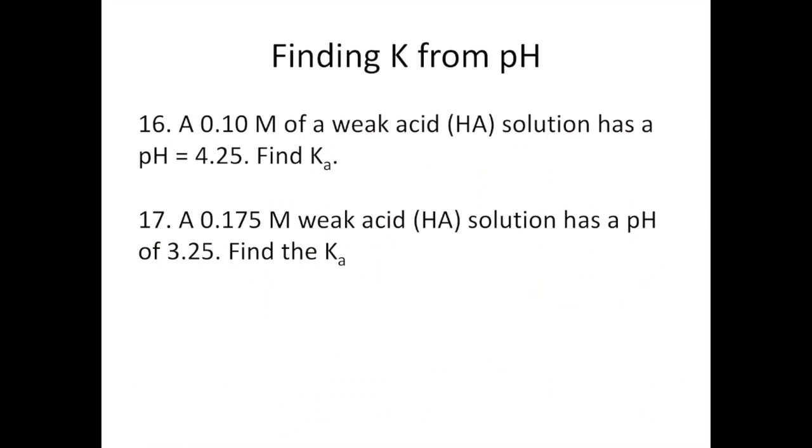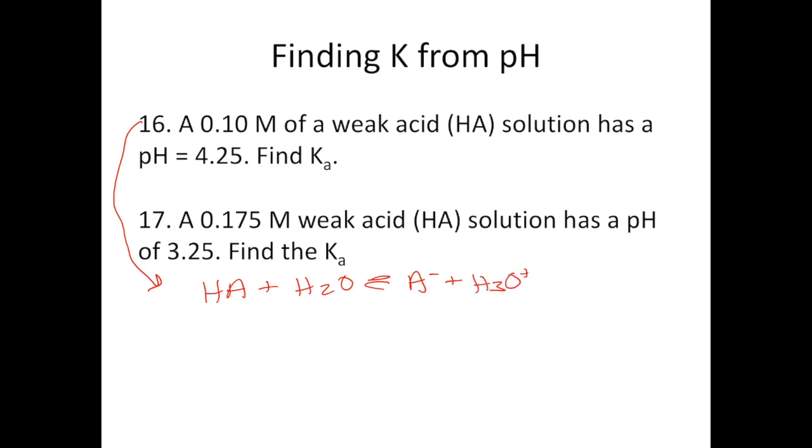So 16 is if you have to go the other way, where you have the pH and you have to find Ka. So what we want to do first is find the concentration from pH. So we've got to go the other way, and then we can solve for our Ka. So I'm going to solve 16 here, just to show you. We have just a generic acid, who cares?